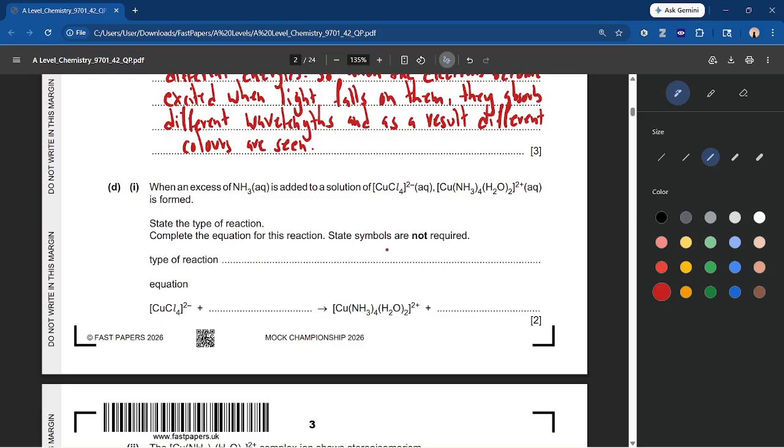So the next question is, when an excess of ammonia is added to a solution of copper chloride, state the type of reaction, complete the equation for this reaction, state symbols are not required. So you can write a bunch of different things. You could say this is a displacement reaction, a ligand exchange. I'm just going to go with a nice substitution reaction. So over here, we know that you're going to add ammonia. So this will be NH3.